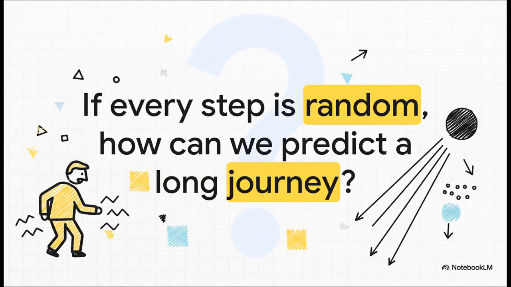And that right there, that's the big question, isn't it? It just seems impossible. If step 1 is a complete mystery, and so is step 2, how in the world can we have any certainty at all about where we'll be after step 1 million? The answer, as we're about to see, lies in the incredible power of large numbers.